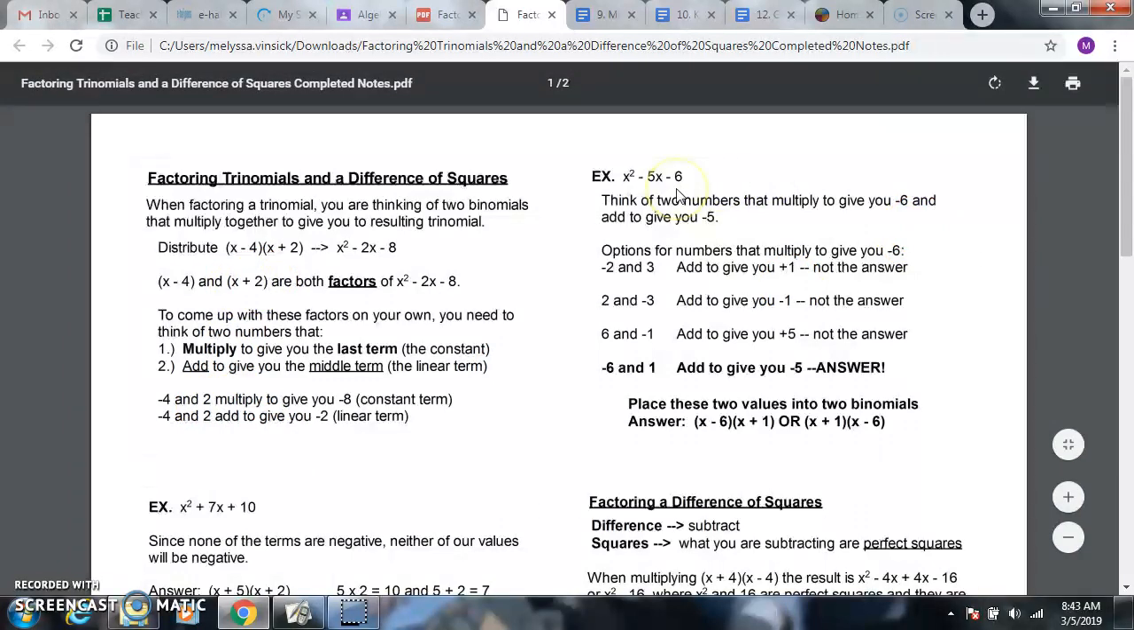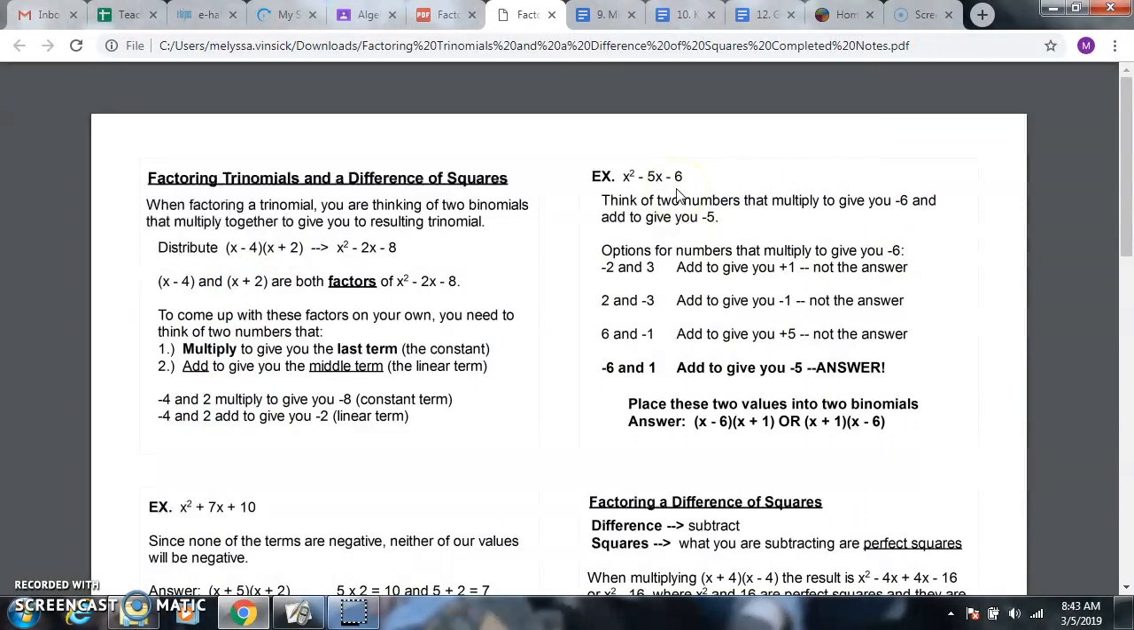So if we look at this example working from the beginning, x squared minus 5x minus 6. I need to figure out 2 numbers. They're going to multiply to give me my constant, so they're going to multiply to give me negative 6. But when I add those 2 numbers together, they have to give me my middle term, which is a negative 5.